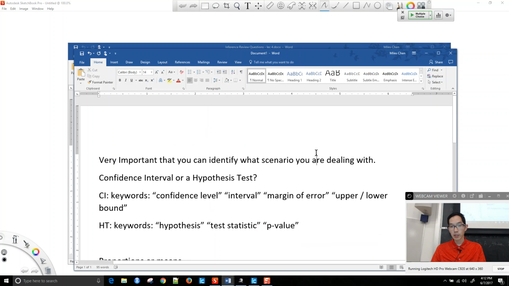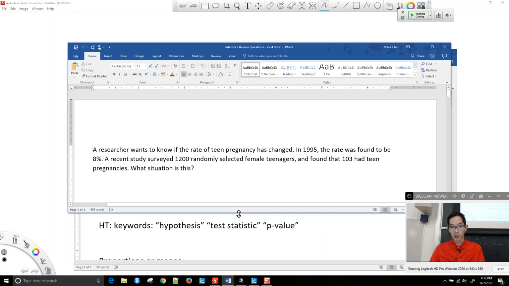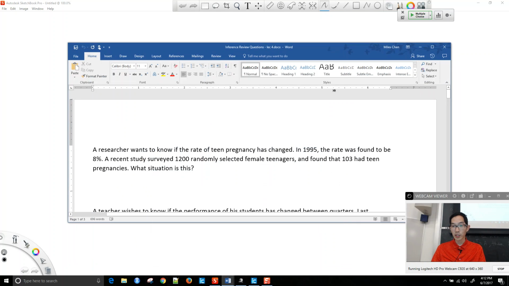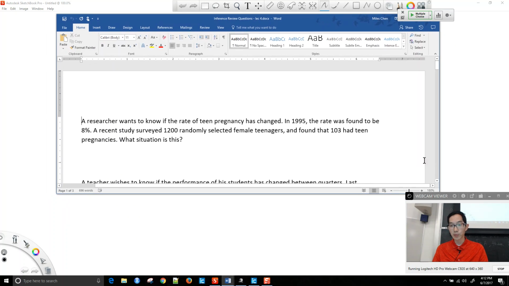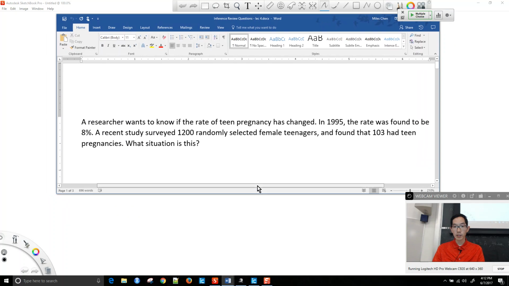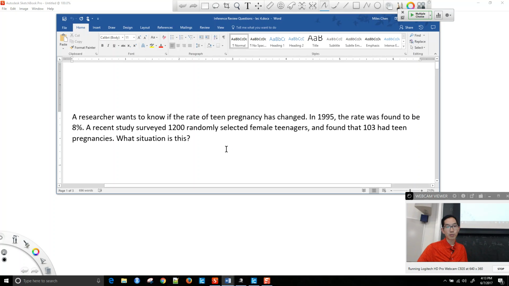Okay, so let's start with this is a basic question. I won't run the clicker for this one, but we'll say a researcher, can you guys read that? Maybe I'll make it a little bit larger. Okay, it says a researcher wants to know if the rate of teen pregnancy has changed. In 1995, the rate was found to be 8%. Recent study surveyed 1,200 randomly selected female teenagers and found that 103 had teen pregnancies. Okay, what situation is this?